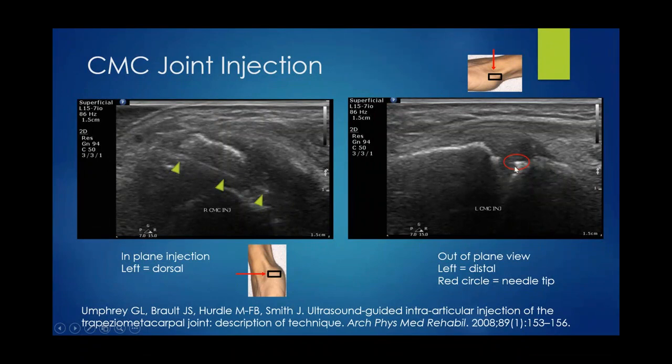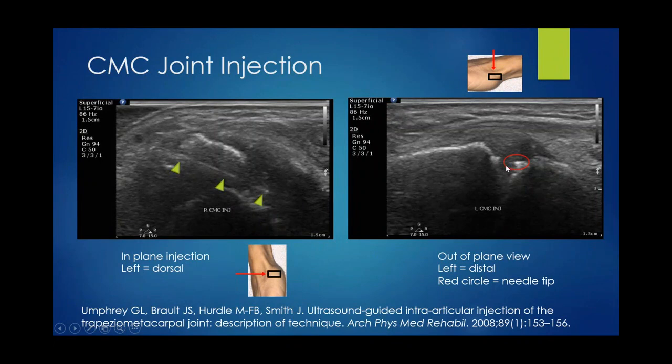The out-of-plane approach is done with the transducer along the long axis of the thumb. The needle again is brought in from the dorsal aspect, short axis to the transducer in this case, where you'd look for an echogenic dot within the center of the joint.